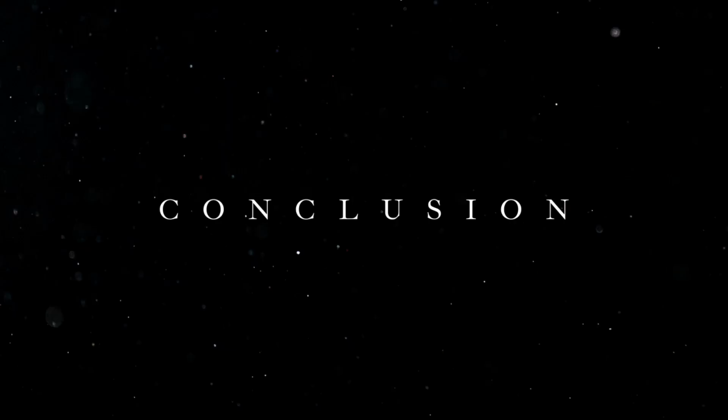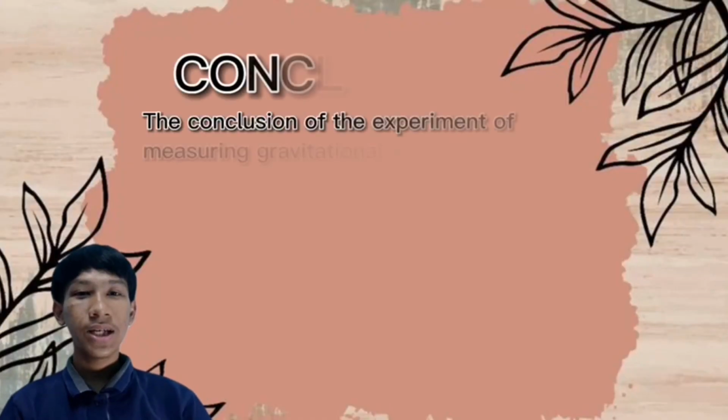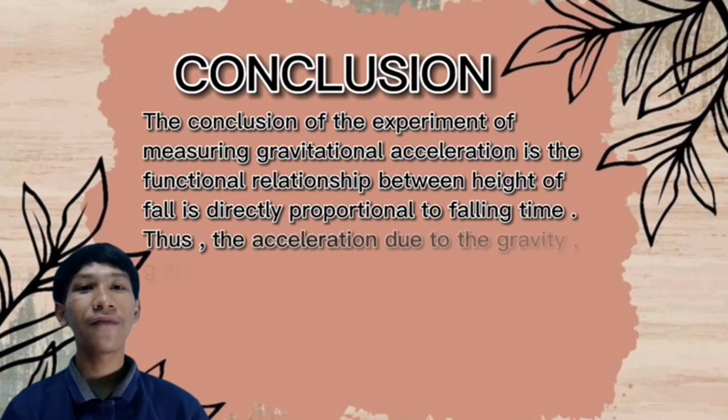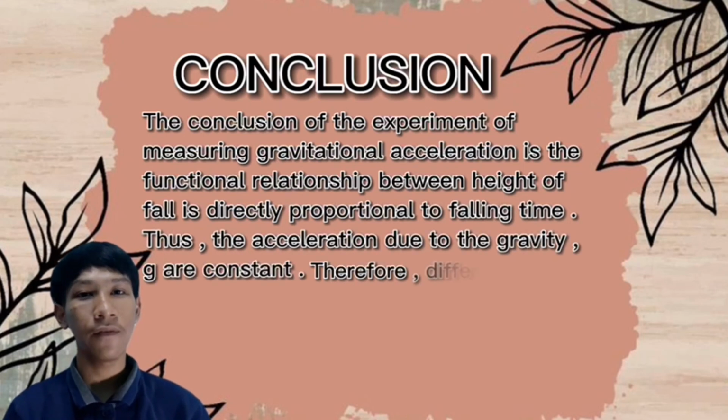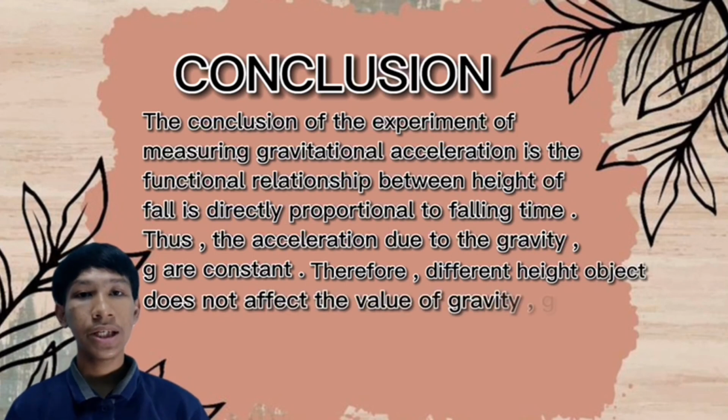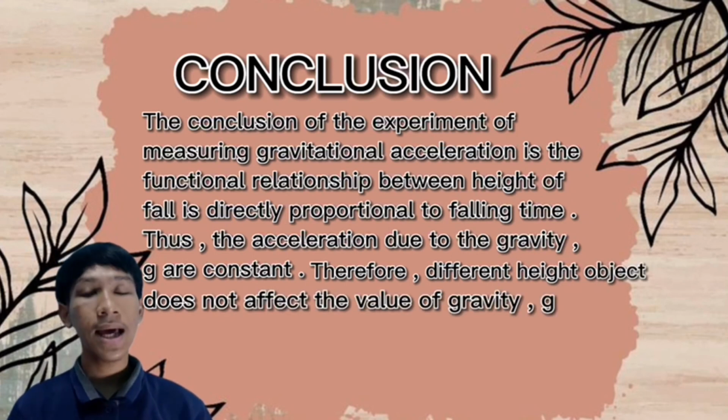The conclusion of this experiment of measuring gravitational acceleration is that the functional relationship between height of fall and falling time is directly proportional. Thus, the acceleration due to gravity is constant. After that, the different height of the object does not affect the value of gravity.